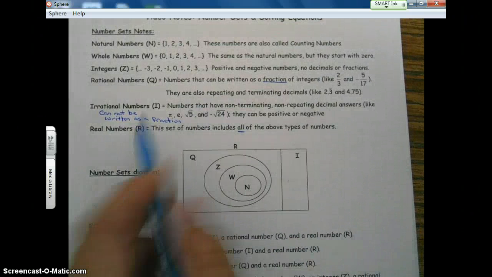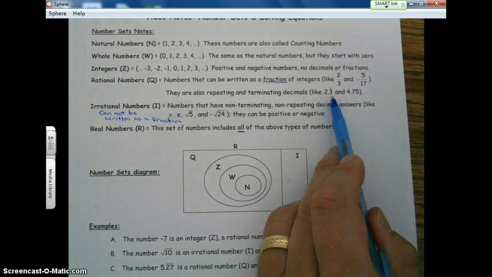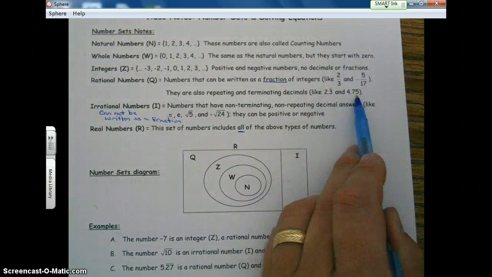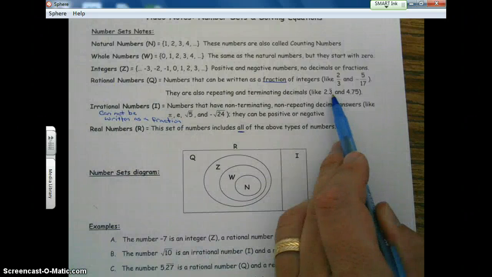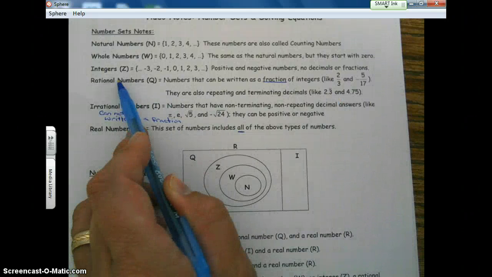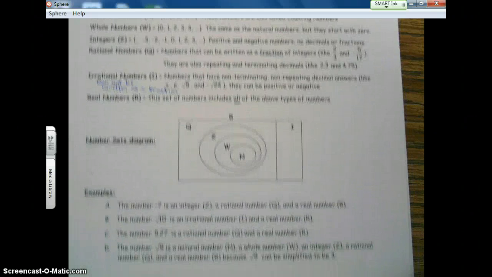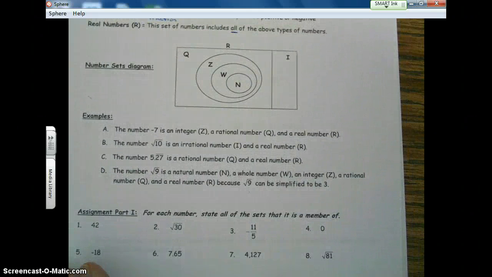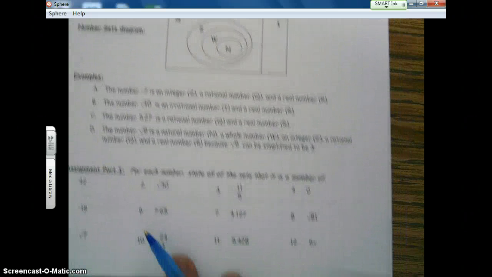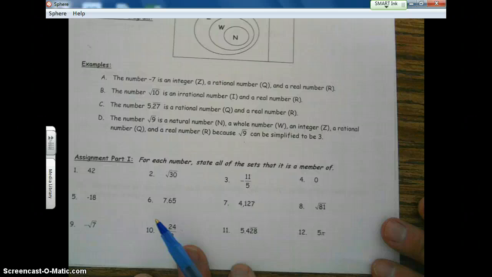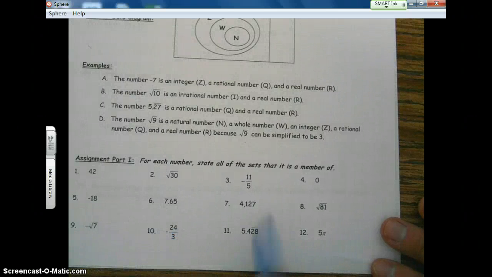Okay, now if it's a decimal but it ends like this one, then it's rational. Notice this one repeats, so it's rational. Okay, you can take a look at these examples on your own. Let's take a look at one of these down below. I don't know. Let's try 11.